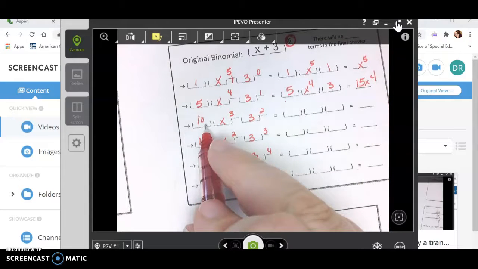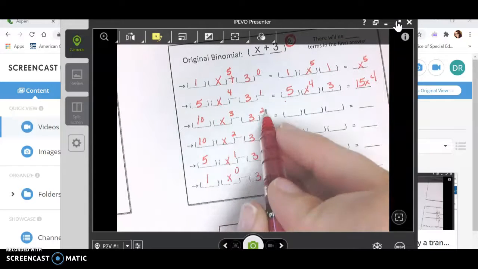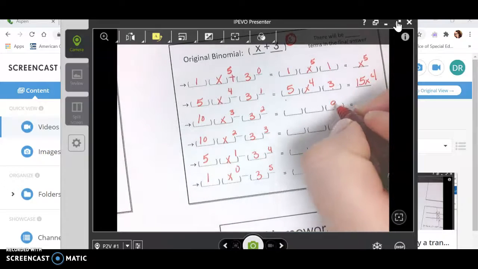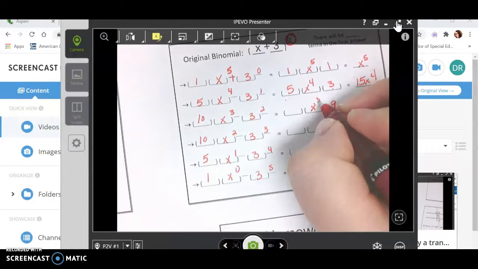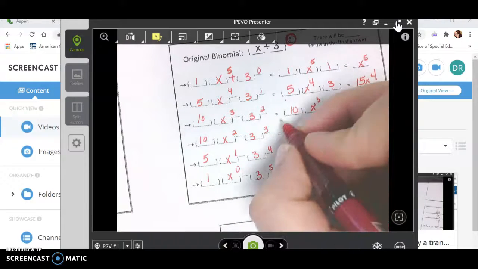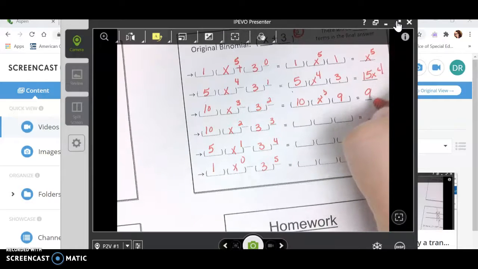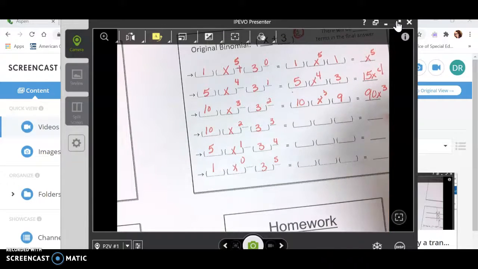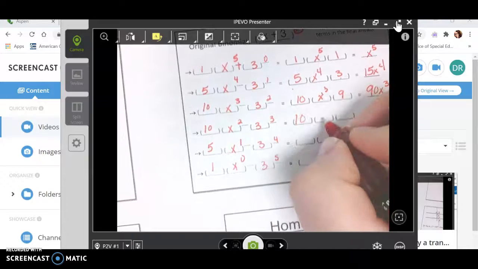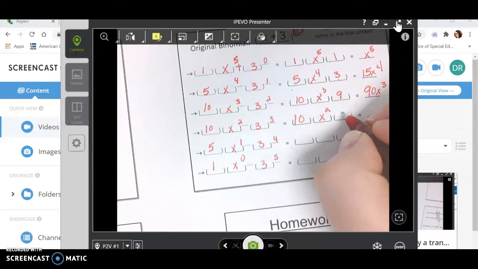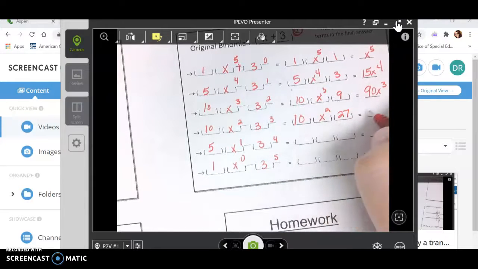Okay, 10 times x cubed times 3 squared. 3 squared is just 9. And this was x cubed and 10. So 10 times 9 is 90. So that is 90x cubed. So we have 10 times x squared times 27. And that gives you 270 x squared.